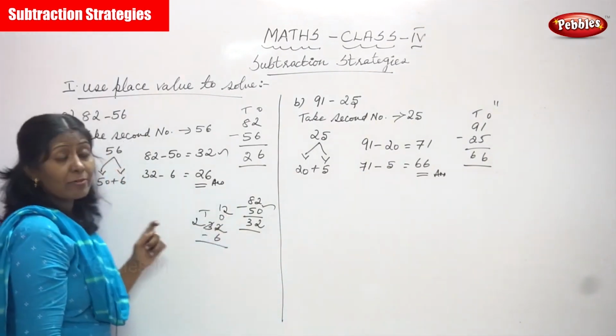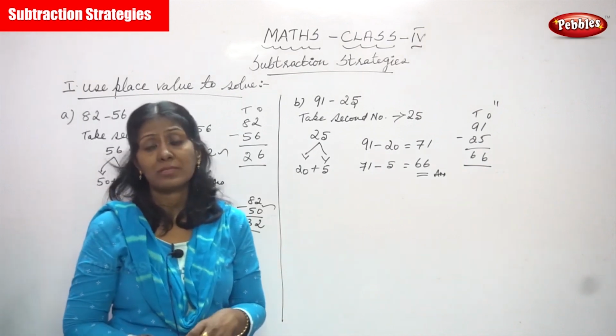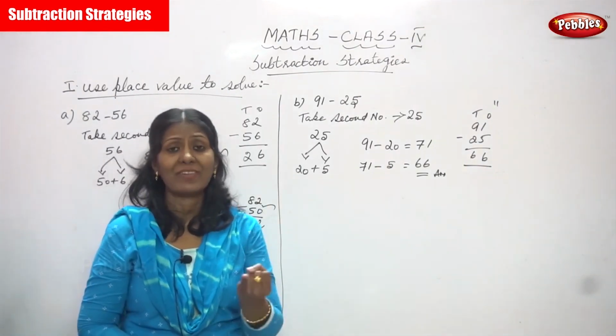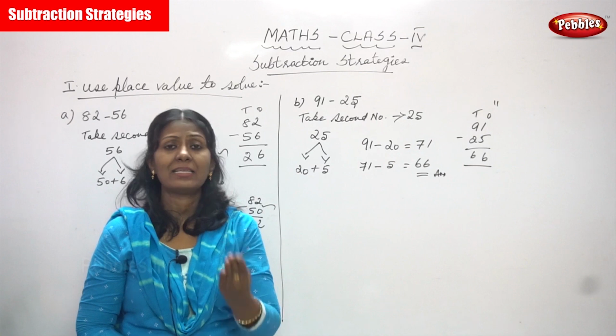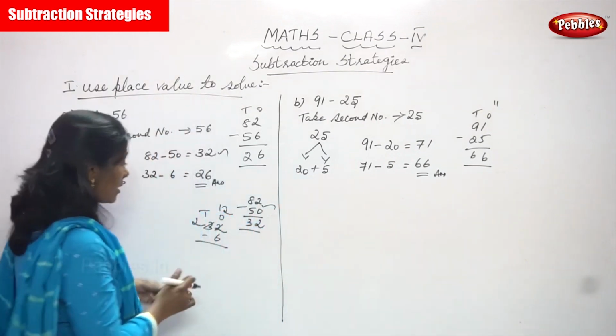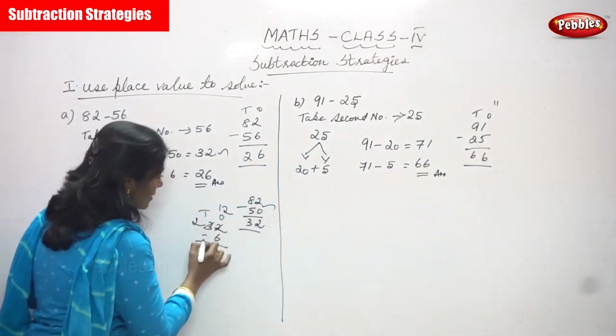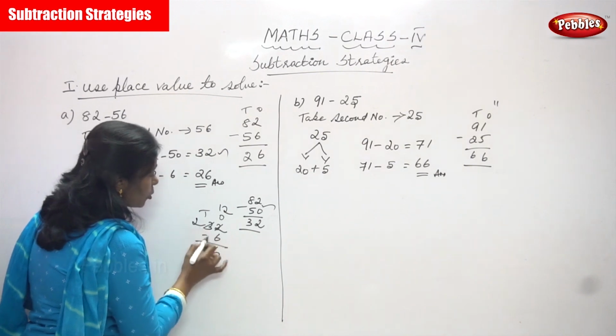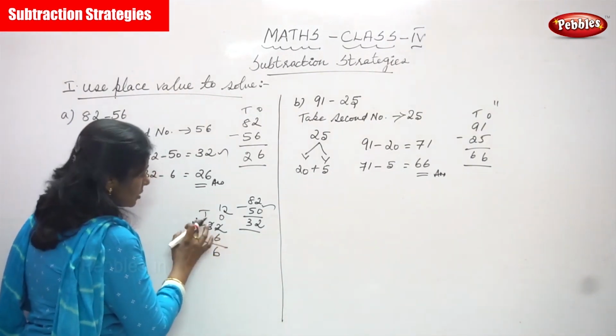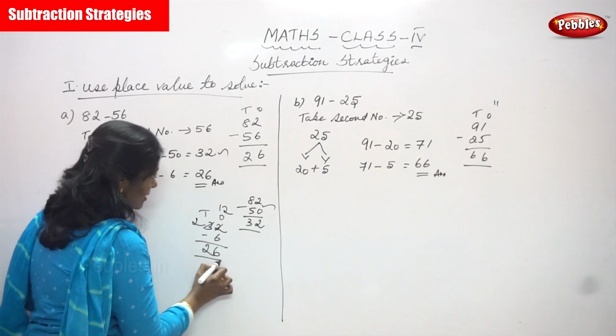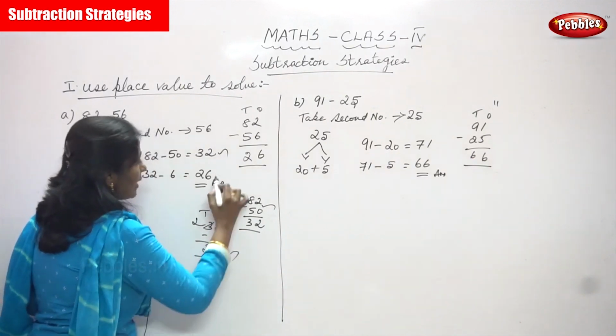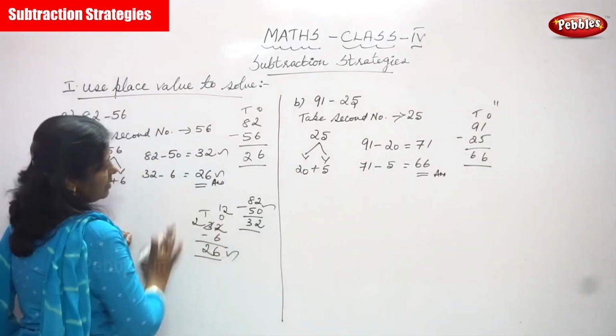After 6: 7, 8, 9, 10, 11, 12. The number is 6, so you write 6 here. In the tens place we have 2, and there is nothing to subtract, so we consider 0 and bring down the 2 as it is. The answer is 26. This is the right answer.